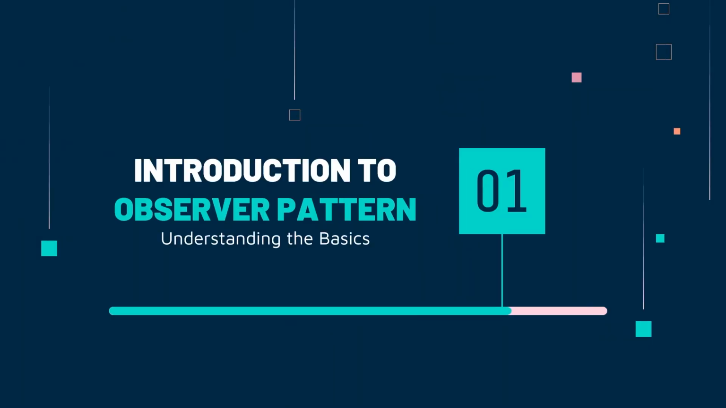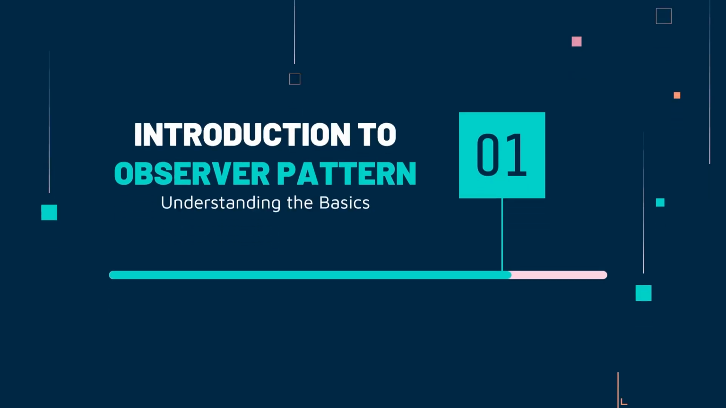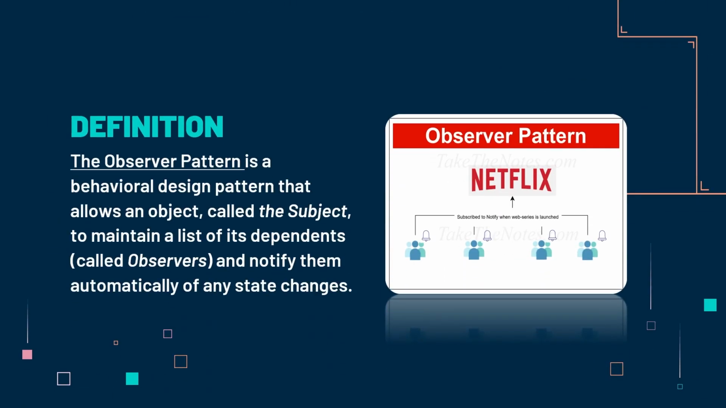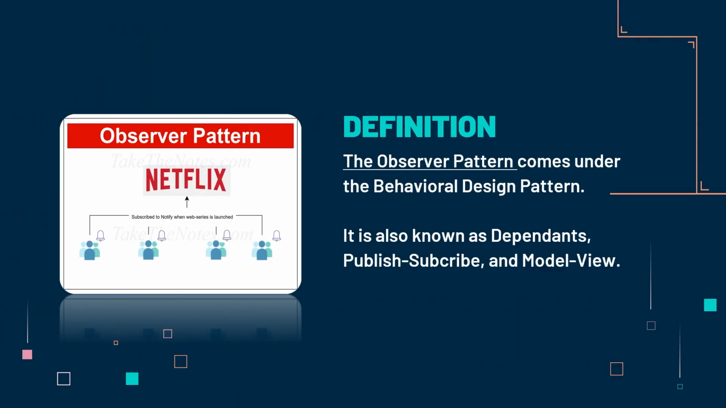First, introduction to the observer pattern. The observer pattern is a behavioral design pattern that allows an object called the subject to maintain a list of its dependents called observers and notify them automatically of any state changes. The observer pattern comes under the behavioral design pattern. It is also known as dependents, publish-subscribe, and model-view.